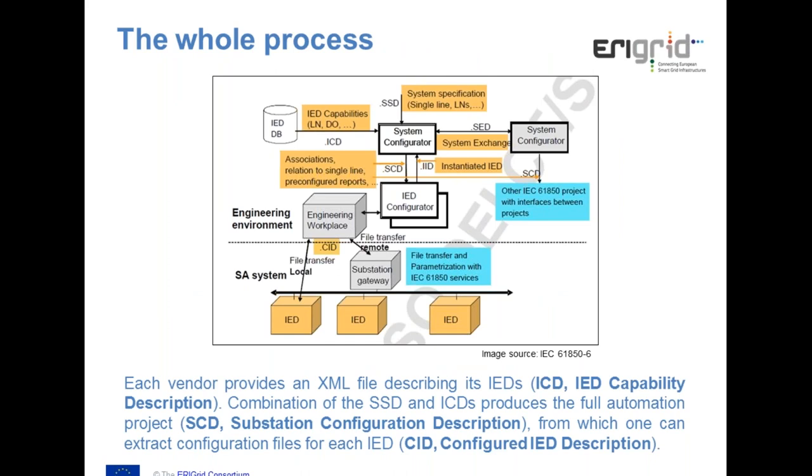This is a picture summarizing the whole process, which is very, very detailed, as you can see, and it involves the use of many different types of XML files, which can be exchanged between different configuration systems and engineering tools. But without going into the details of this picture, the idea is just to be able, at every step of the engineering process of a substation automation project, to describe the step through the use of an XML file, and also finally to be able to configure each single IED with a standard file generated from the project. So this is the idea.